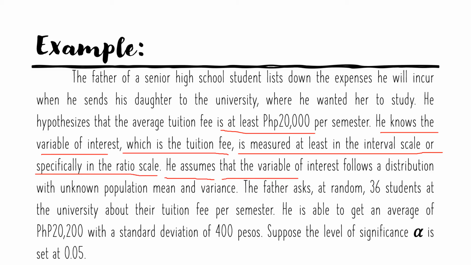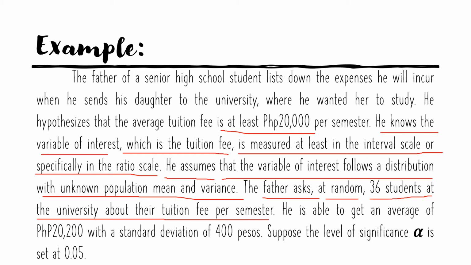He assumes that the variable of interest follows a distribution with a known population mean and variance. So the father asks at random 36 students at the university about their tuition fee for a semester. So we only subject 36 students for this experiment. He is able to get an average of 20,200 pesos with a standard deviation of 400 pesos. Suppose the level of significance alpha is set as 0.05.